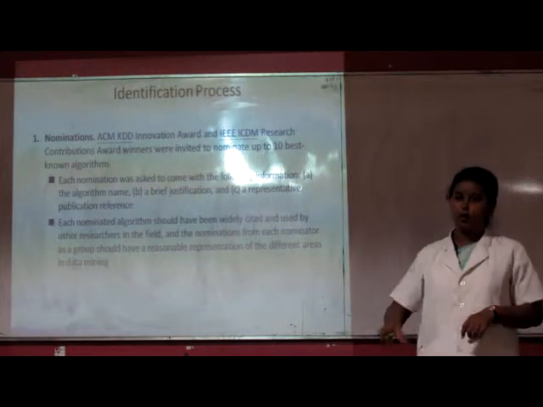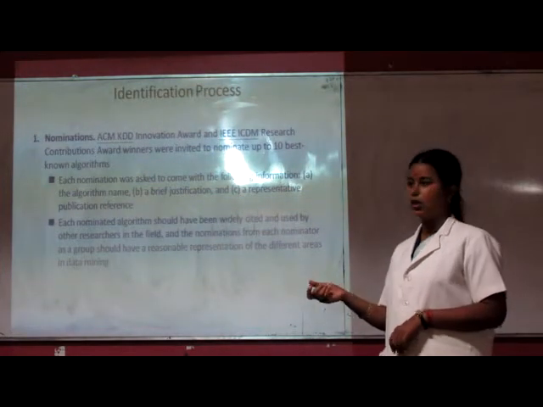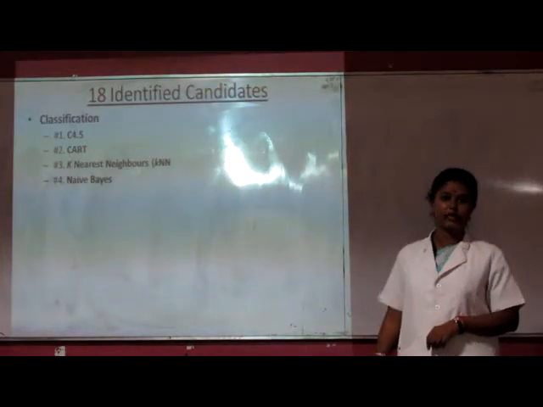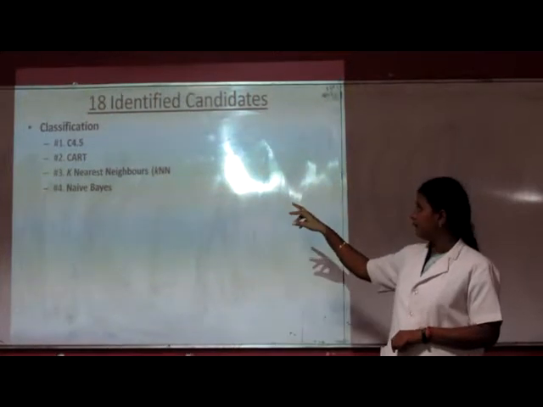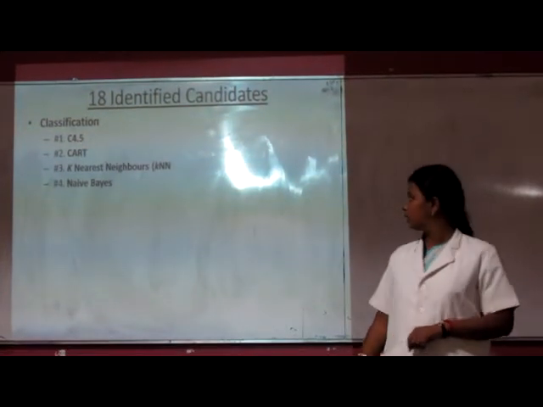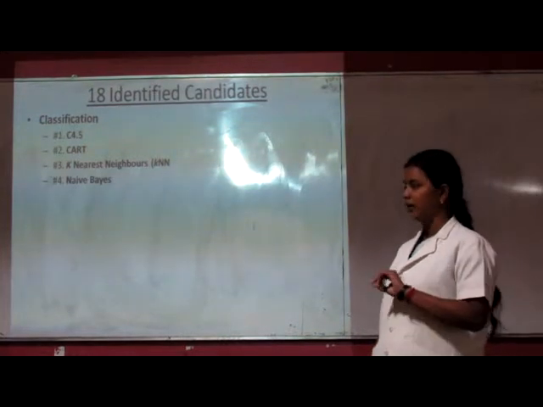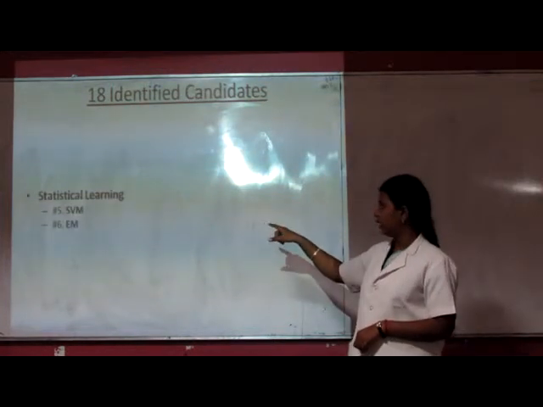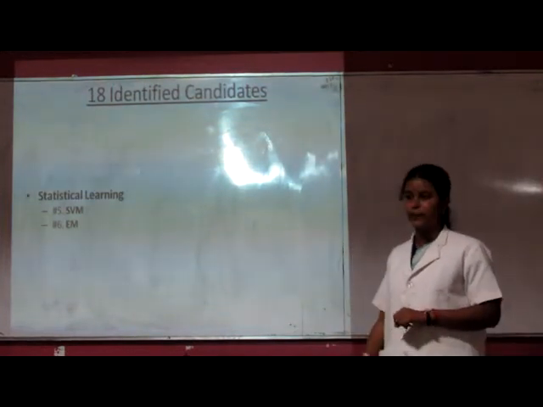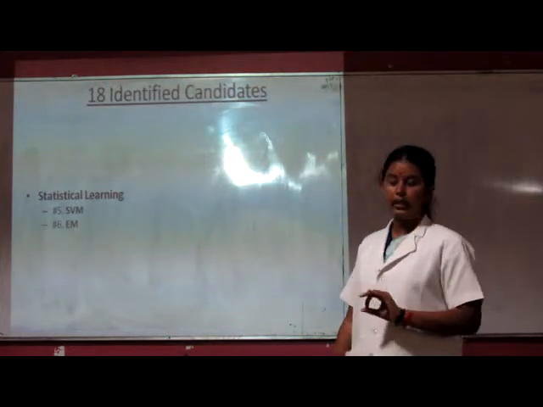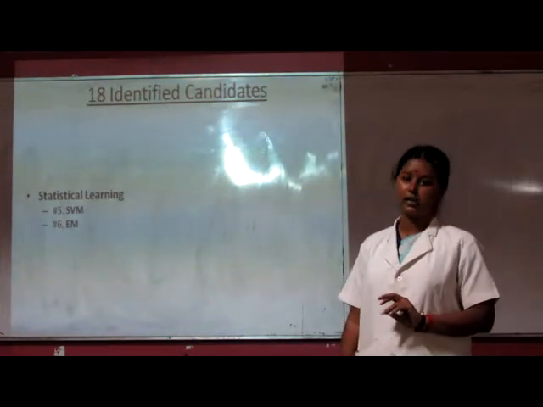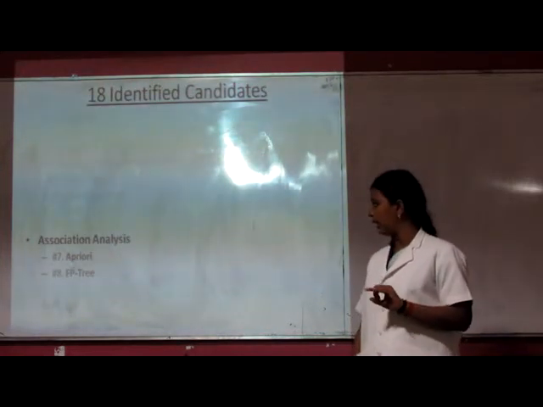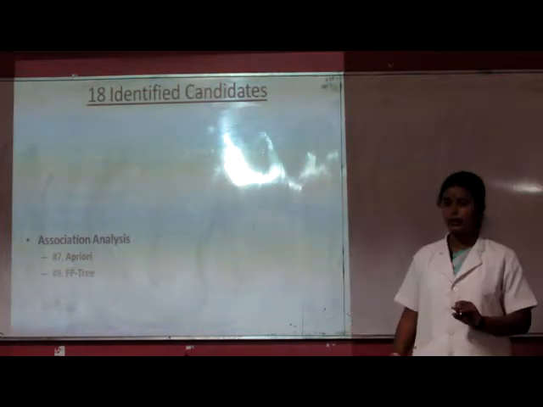On review of all those algorithms, they identified the top 18 algorithms. Under classification, they identified C4.5, CART, the nearest neighbor algorithm, and Naive Bayes. These all come under classification. Then statistical learning, meaning SVM, support vector machine, and EM, expectation maximization. And then association analysis, they produced Apriori and FP-growth, frequent pattern.